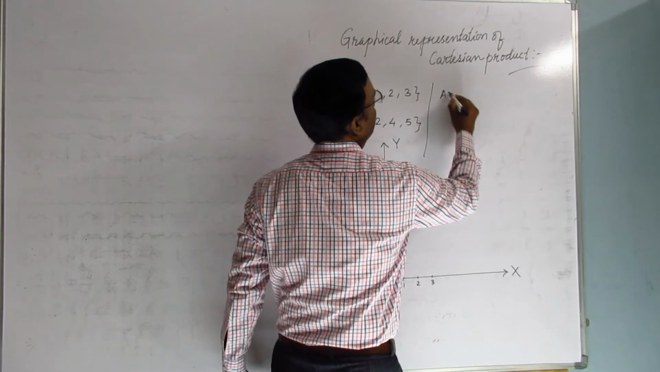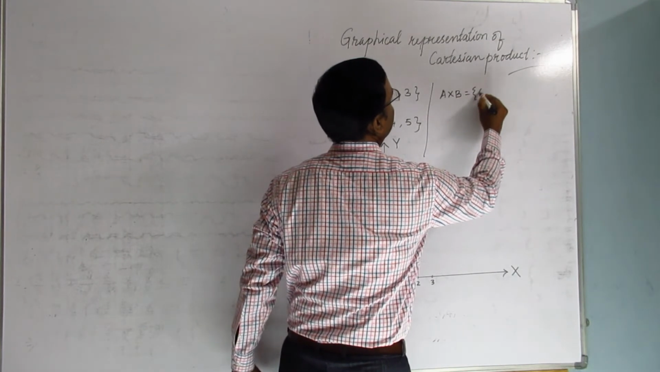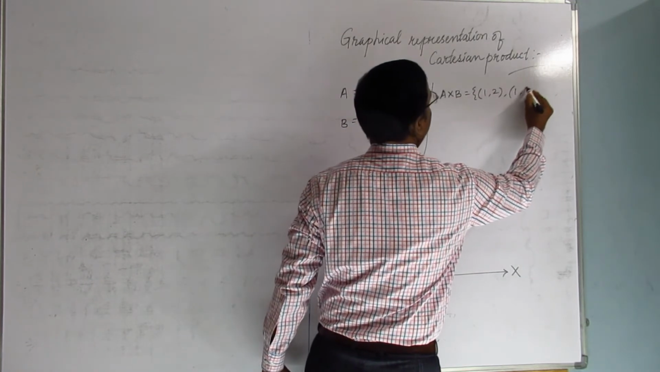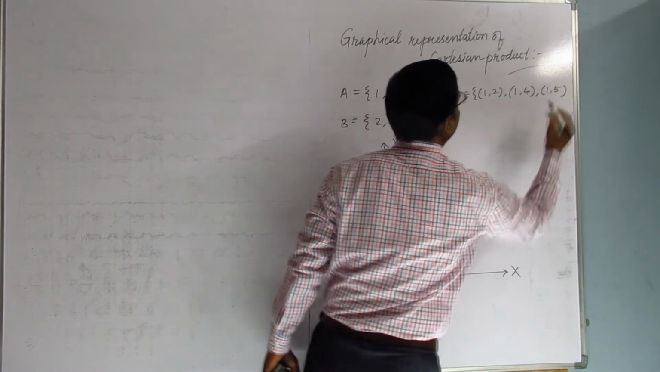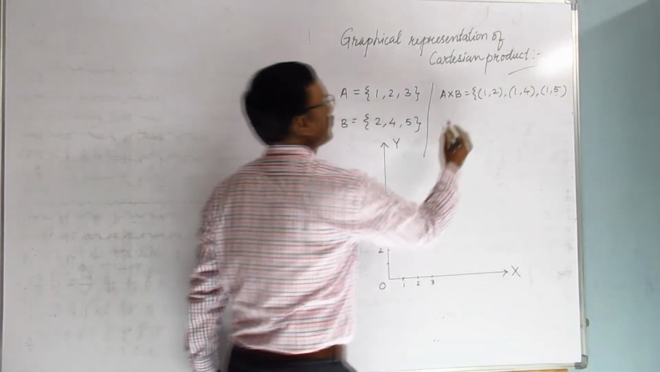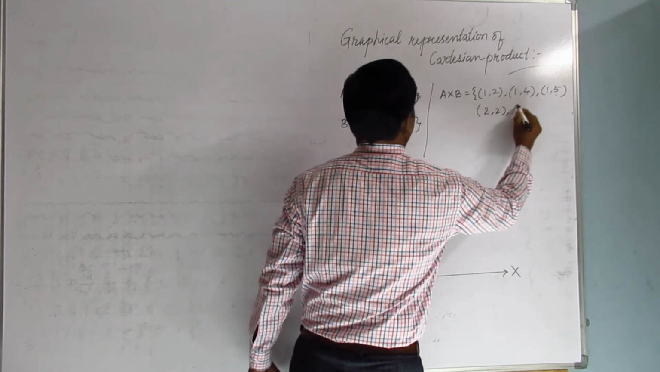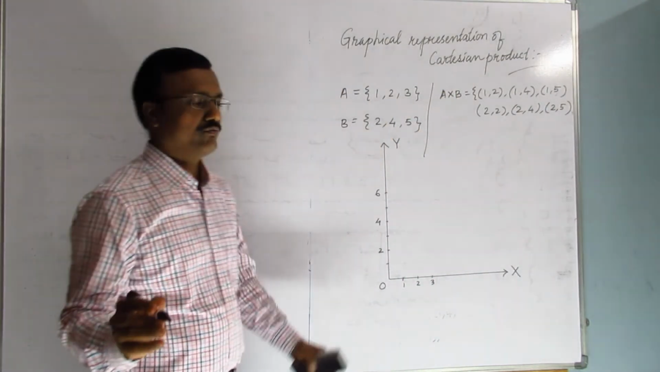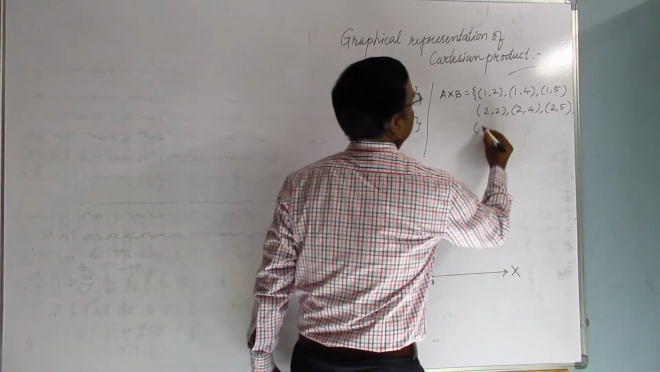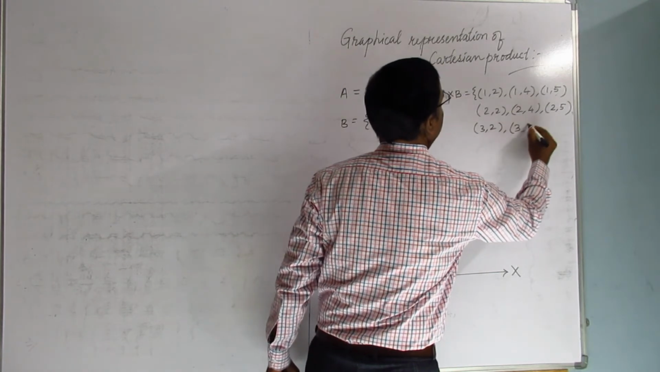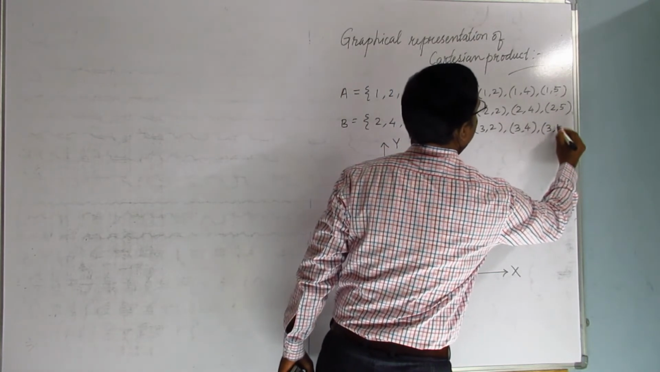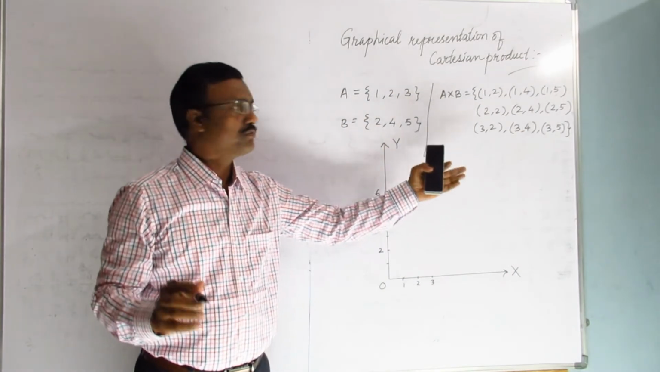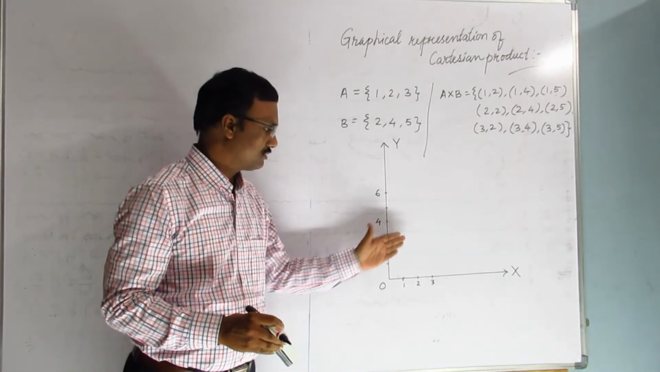Now let us see the actual mathematical Cartesian product. We write A cross B is equal to (1, 2), (1, 4), (1, 5), then with 2: (2, 2), (2, 4), (2, 5), then with 3: (3, 2), (3, 4), (3, 5). So this is the mathematical Cartesian product. Now let us see how to represent these elements here.